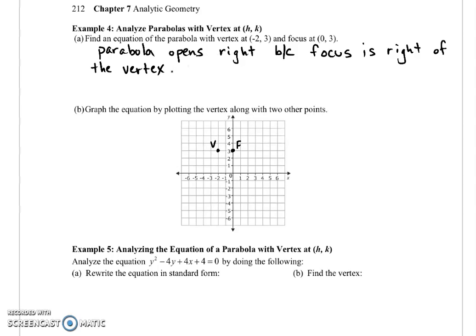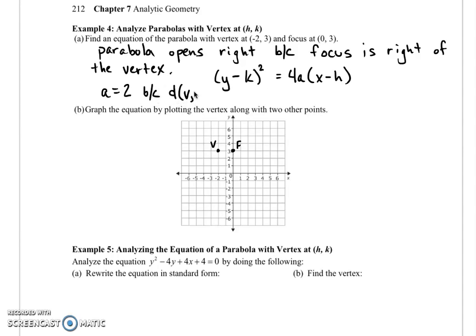So that means our equation is going to look like this: y minus k squared equals 4a times x minus h. So we need to figure out a. A is just 2, and we know this because the distance from the vertex to the focus is 2.